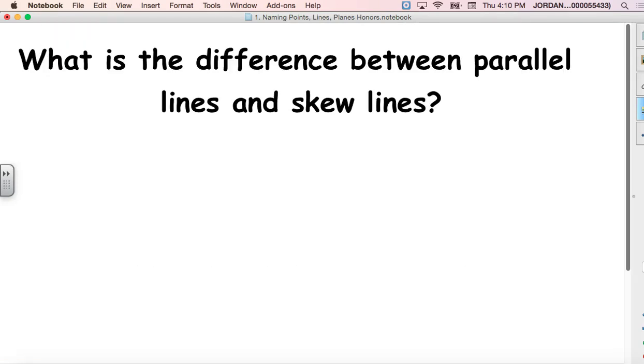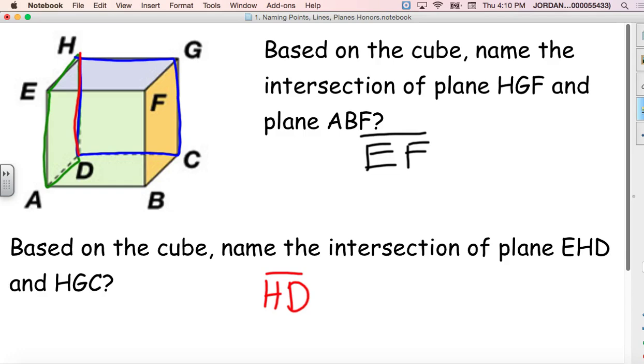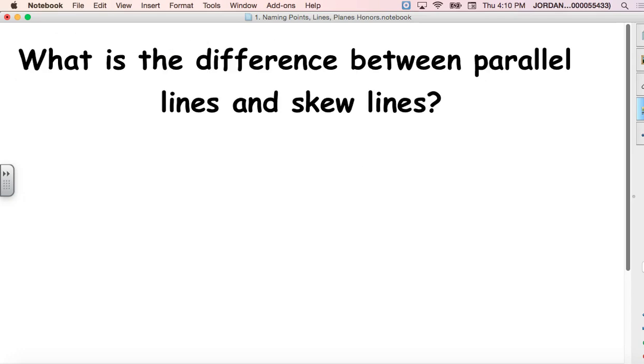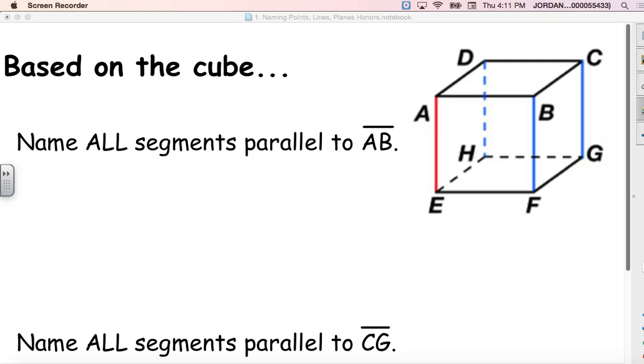Okay, what's the difference between parallel lines and skew lines? Maybe think about that. I know you guys might have some background with parallel lines, might not so much with skew lines, but give that some thought so you can figure it out. All right, so based on this cube, name all segments parallel to AB.